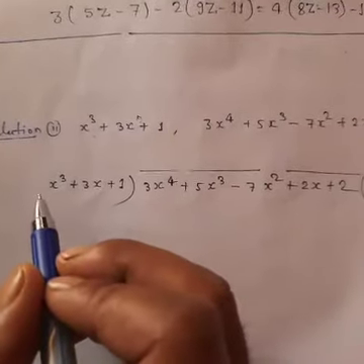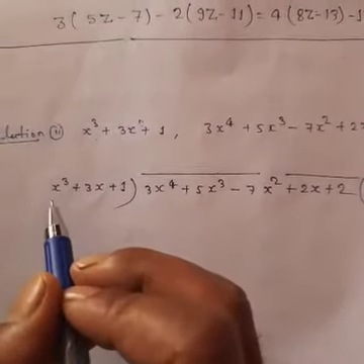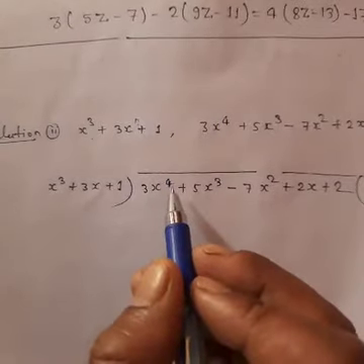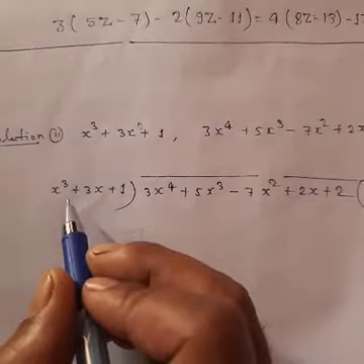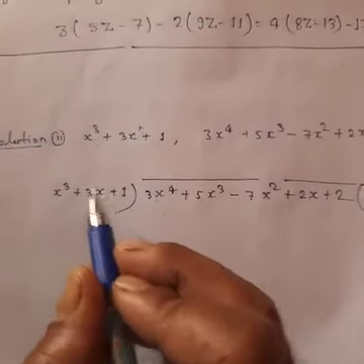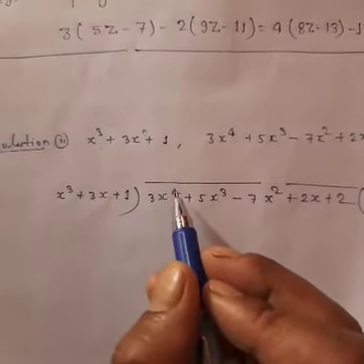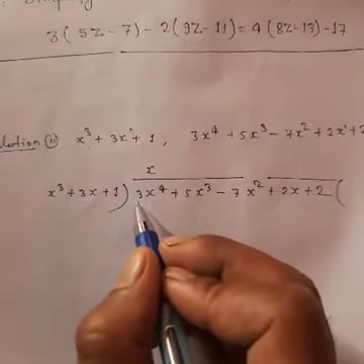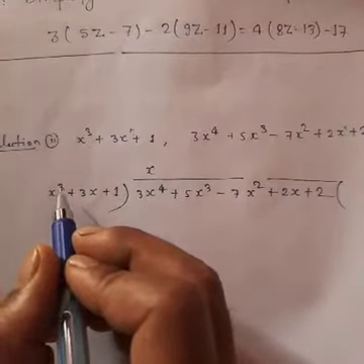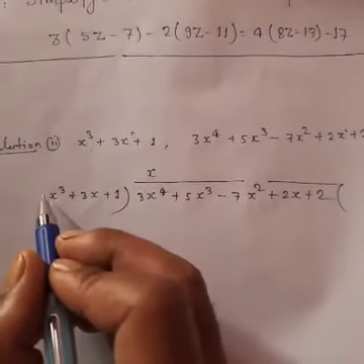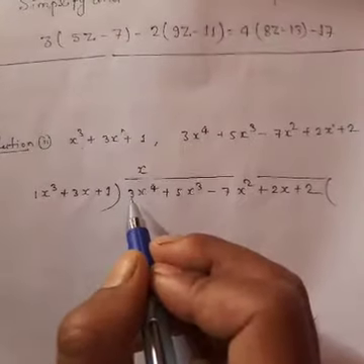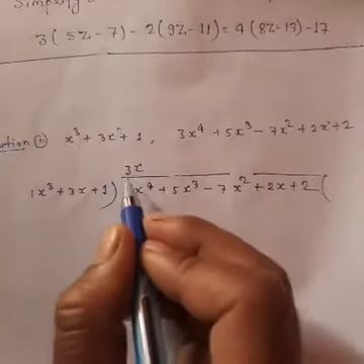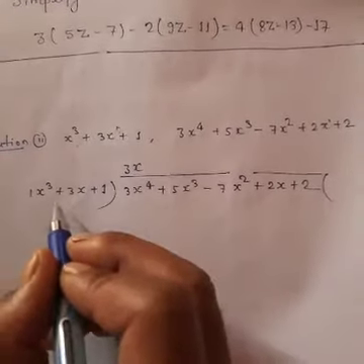The first term of the divisor is x raised to the power 3 and we have to make it 3x raised to the power 4. So we need 1x, because here x raised to the power 3 and there x raised to the power 4. But the coefficient should be 3, and here the coefficient of x raised to the power 3 is 1 only. So 1 multiplied by what equals 3? 1 multiplied by 3 equals 3. So we will multiply all the terms of the divisor by 3x.